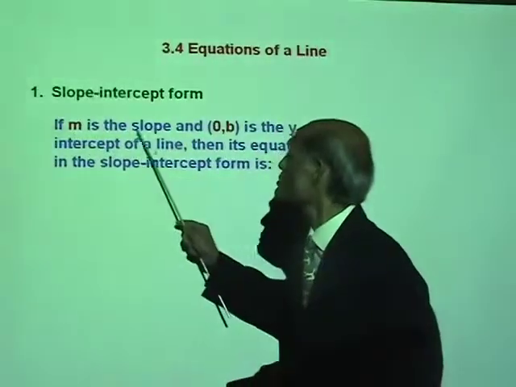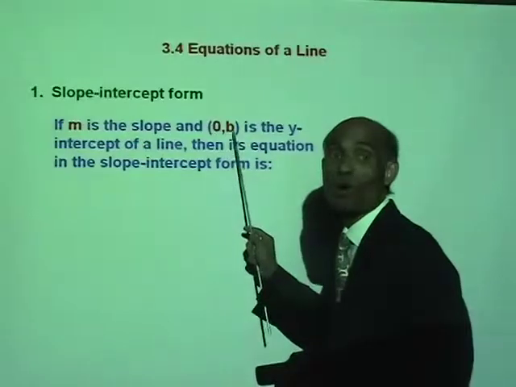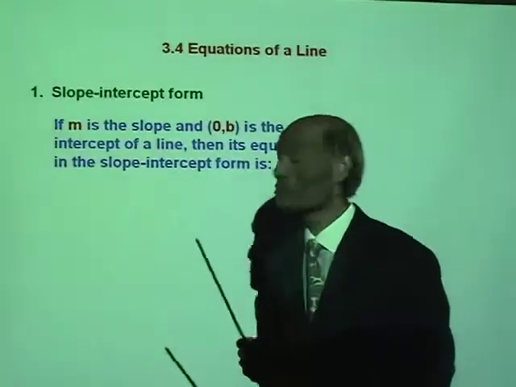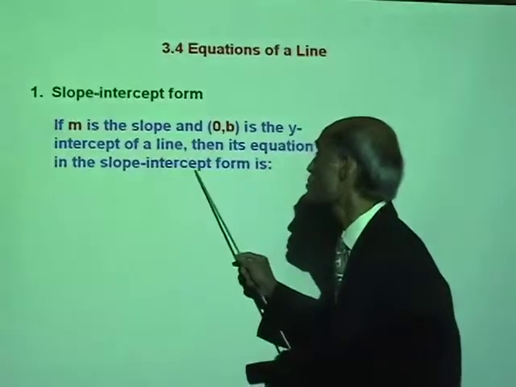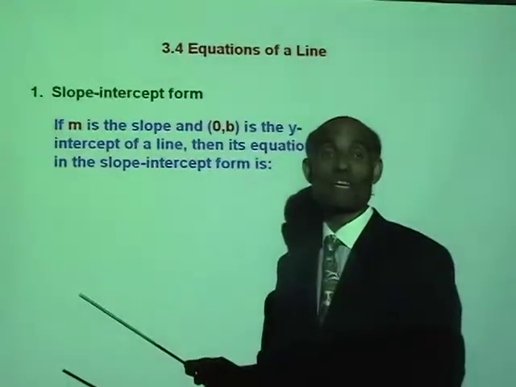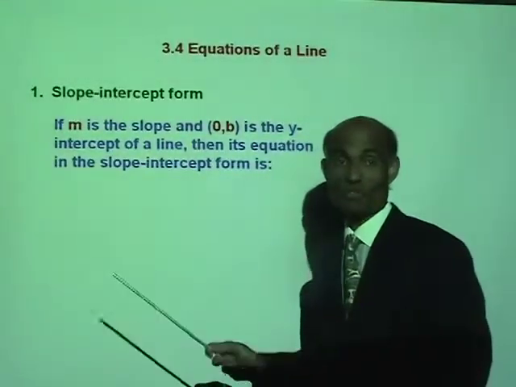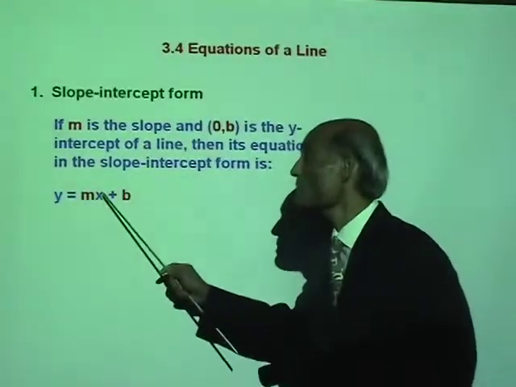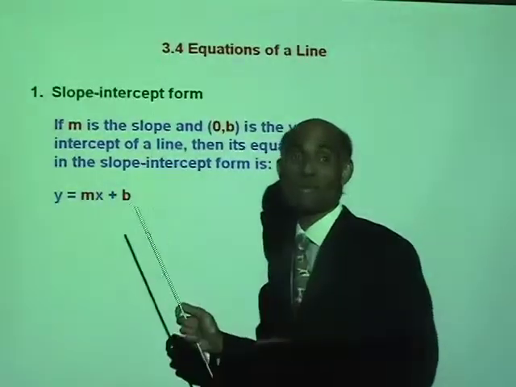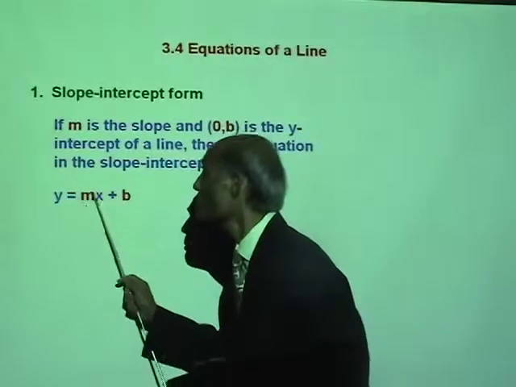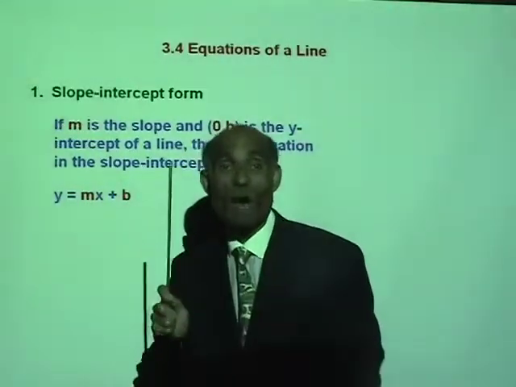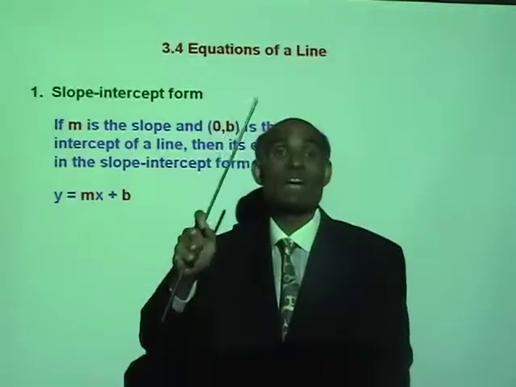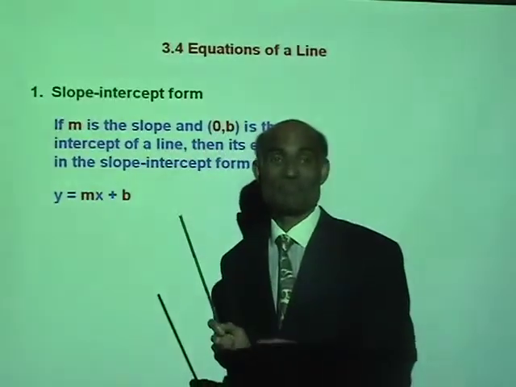If m is the slope and b is the y-intercept of a line, then its equation in the slope-intercept form is, alright, what is it equal to? Y equal to mx plus b, where m is the slope and b is the value of y where the graph will cut the y-axis.